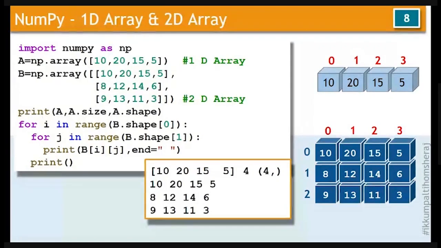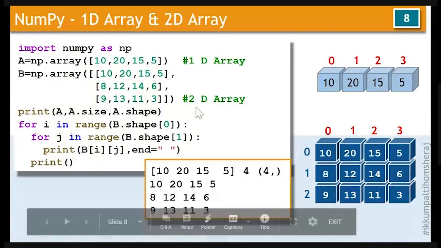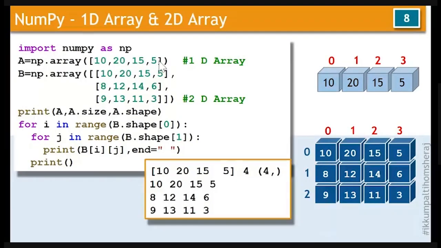So this is a very, very simple example showing you 1D array as well as 2D array examples. You can see with the help of a simple list in Python, you can convert it into an array just by writing a is equal to np.array, in square brackets 10, 20, 15, 5, square bracket close and round bracket close. So this is going to be a 1D array. After this line onwards, a will be treated as a NumPy 1D array.